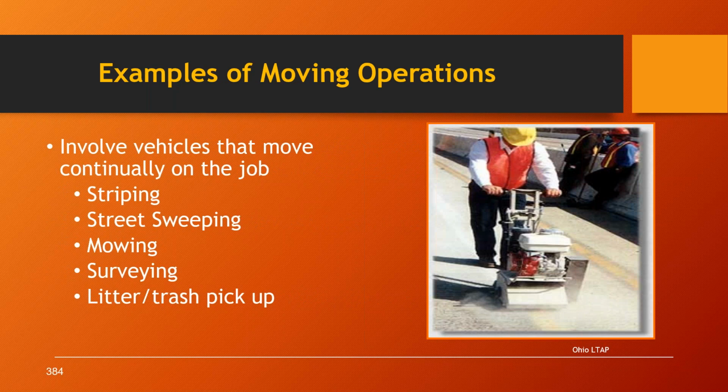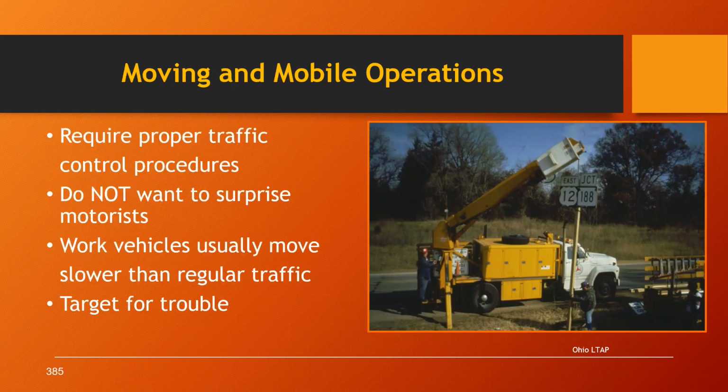And so not only pavement marking striping, but street sweeping is another moving operation. Mowing the grass is a moving operation. Maybe surveying or litter and trash pickup. So moving and mobile operations require proper traffic control procedures, and we need to really focus so we do not surprise the motorists as they're driving along and they arrive at our operation. So we don't like surprises. That's why work vehicles usually move slower than regular traffic, so that makes us a target for trouble.